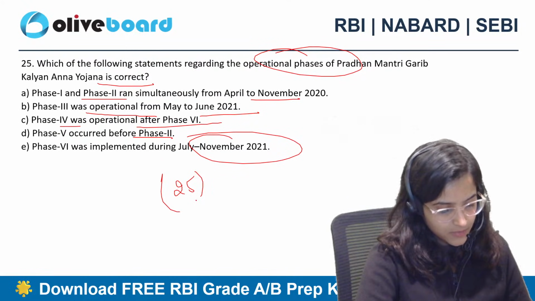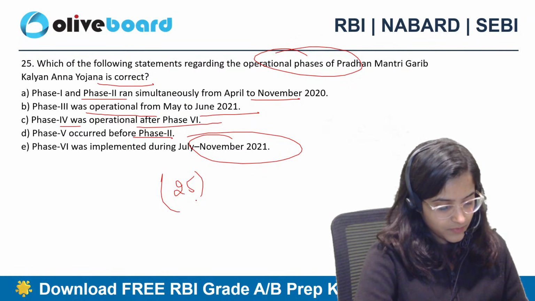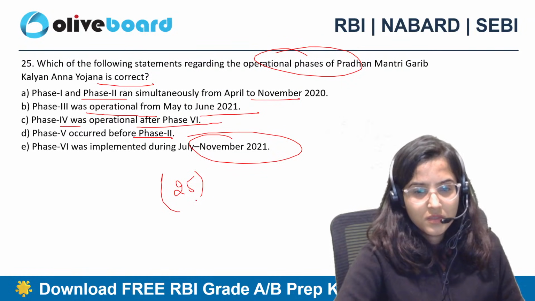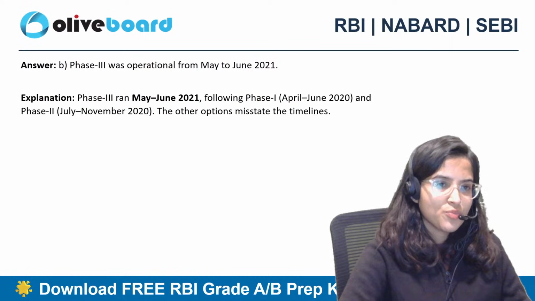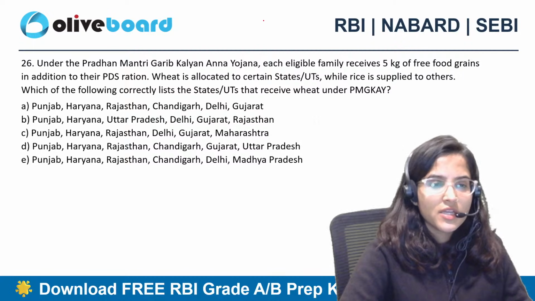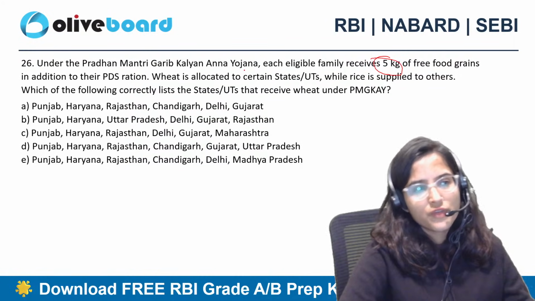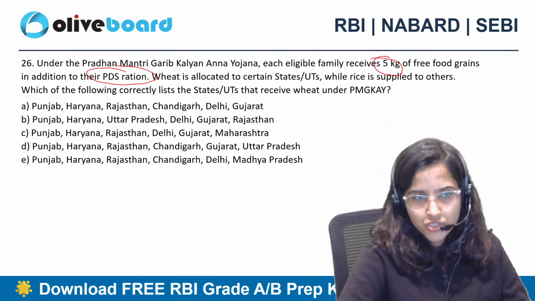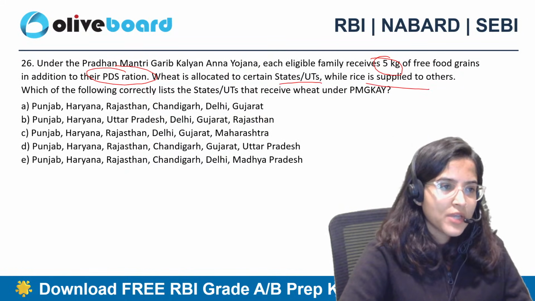25th, B. The correct answer is B. Phase 3 was operational from May to June 2021. Under Pradhan Mantri Garib Kalyan Anna Yojana, each eligible family receives 5 kg of free food grains in addition to their PDS ration. Wheat is allocated to certain states and UTs, while rice is supplied to others.